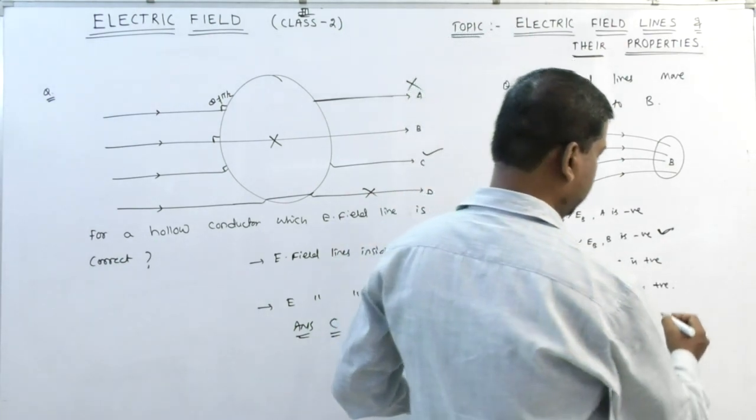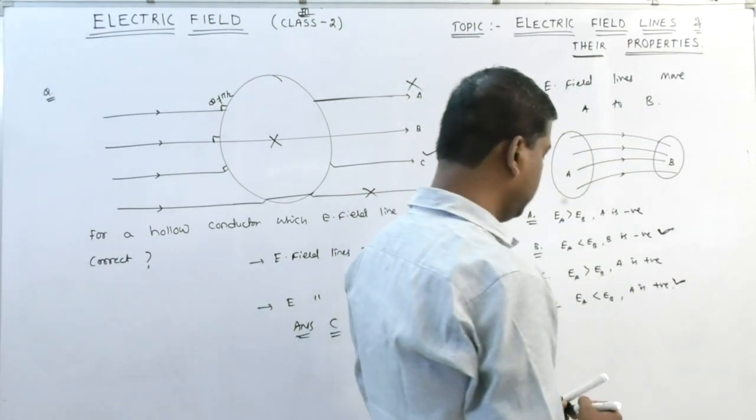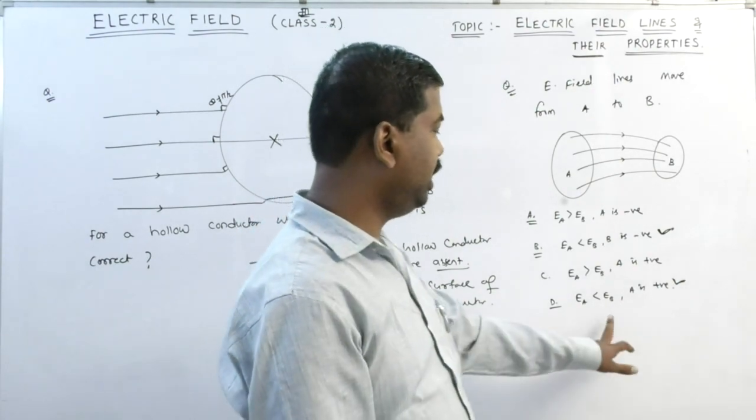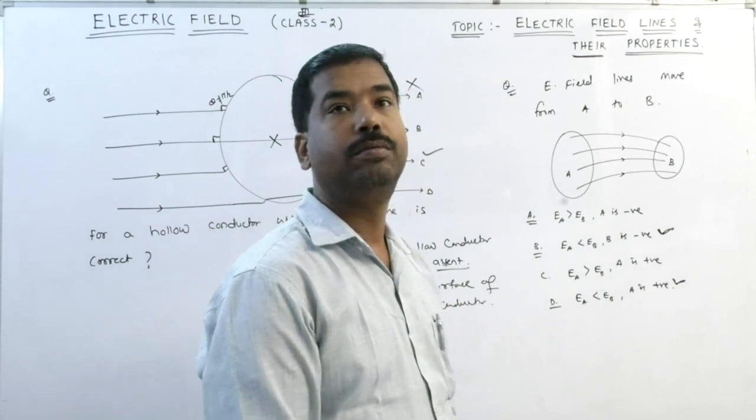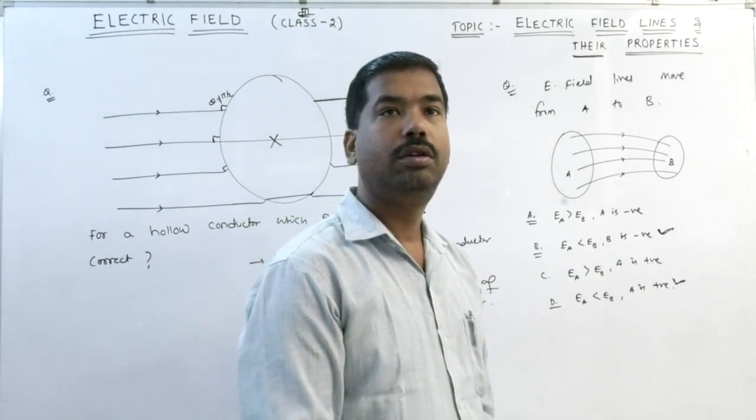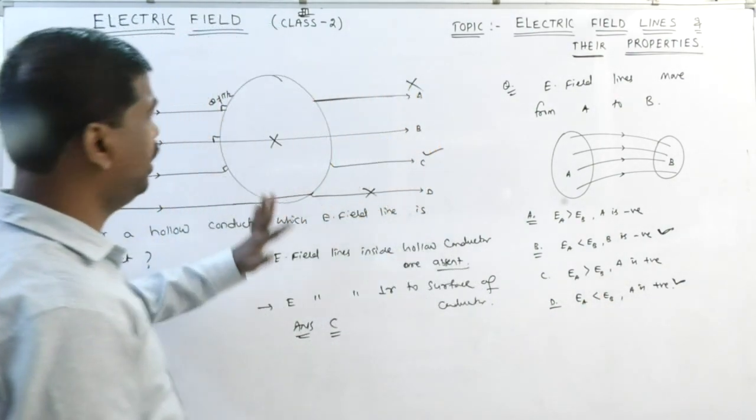And this is also a right answer, because if the field is larger at B and A is positive, the lines move from A to B. So these two options are right. This is about electric field lines.